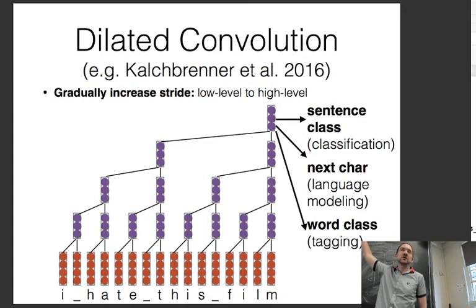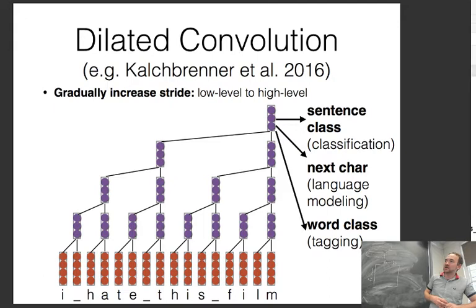I realized after creating the code samples that this graph is maybe a little deceiving or confusing. One important thing about dilated convolutions is that we actually do them at every time step. We don't do it just at the end of the sentence. We do a similar process for the previous one, and the previous one, and the previous one.